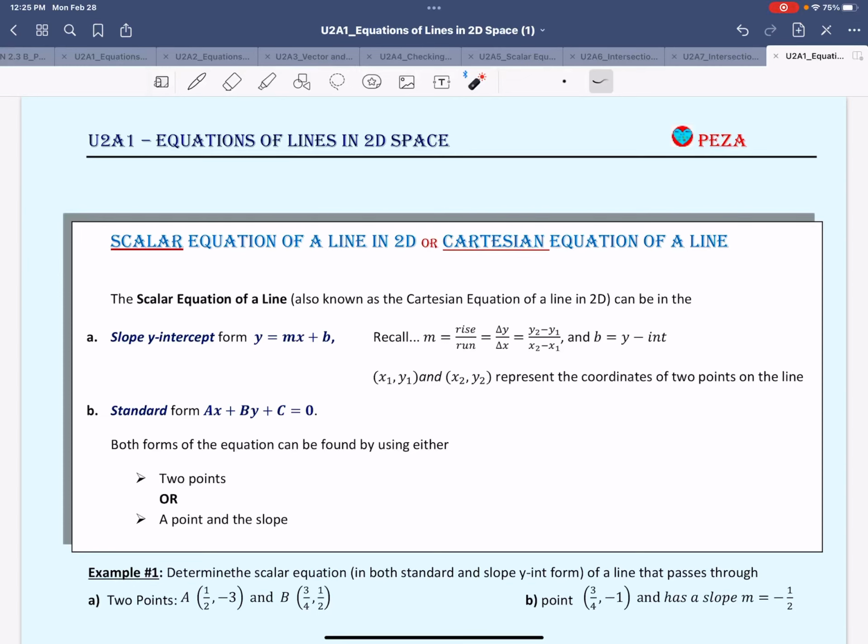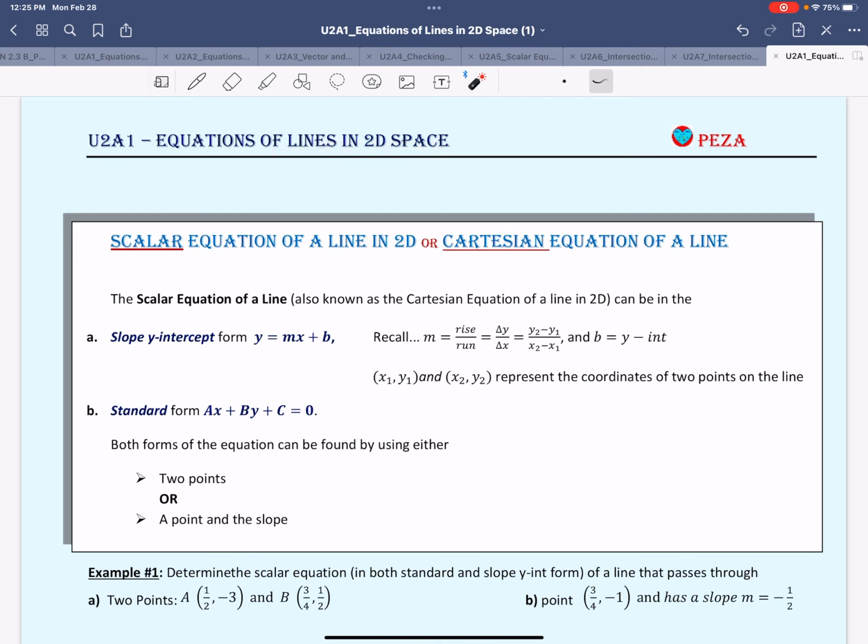We're about to start the second unit on vectors, where we'll learn about the equations of lines and planes, and also find the intersections made between two lines, between two planes, and between a line and a plane. In the first lesson, our focus will be on equations of lines in 2D space.